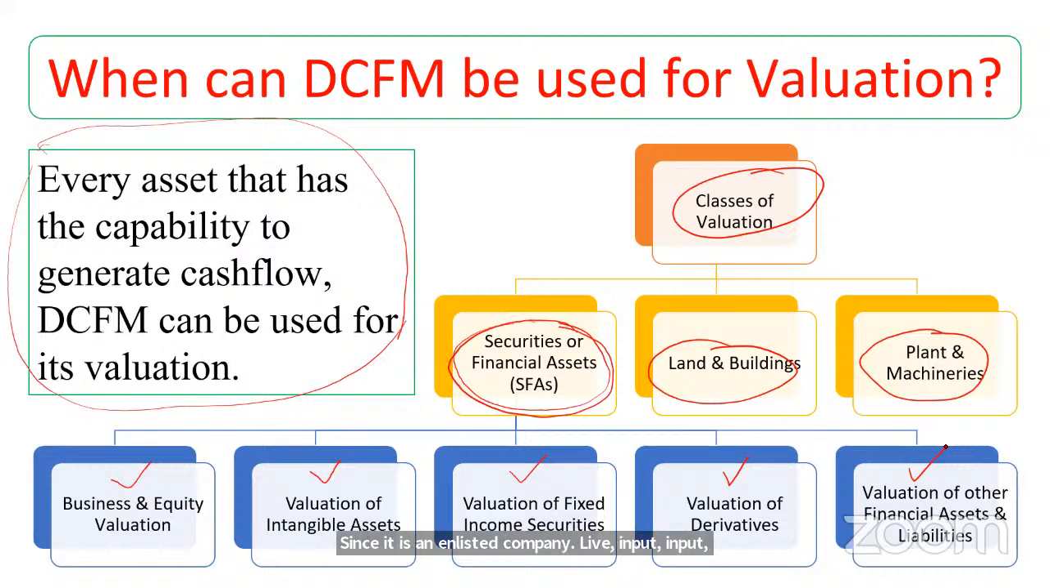Since it is an unlisted company, Level 1 input is out because it's not quoted. Level 2 input is also not available because, being a private limited company, it is unlikely that you will be able to find a comparable company. So what choice are you left with? You are left with Level 3 input, which is the use of unobservable information. As I mentioned in my session, that means you will need to use the discounted cash flow method only. And as I have said earlier, the discounted cash flow method is the most accurate, most dependable, most reliable, most used method the world over for the purpose of valuation.